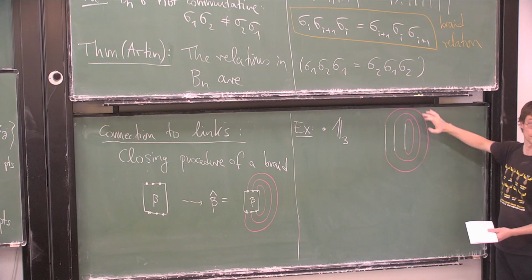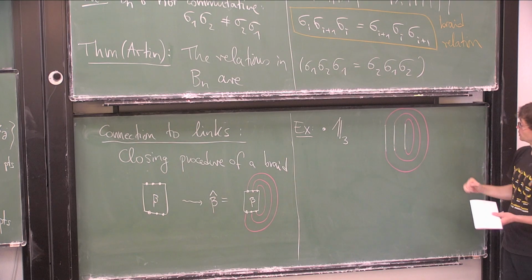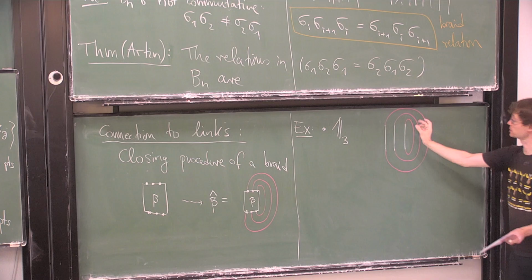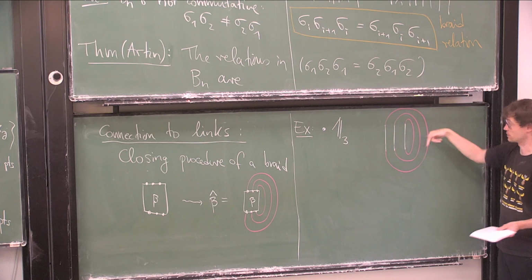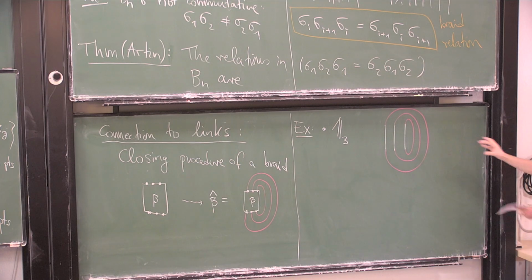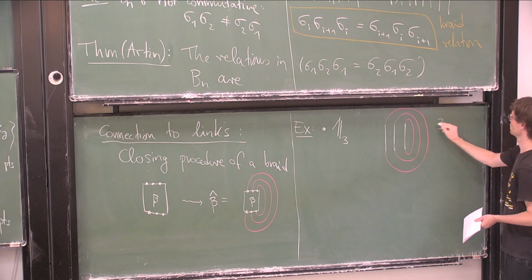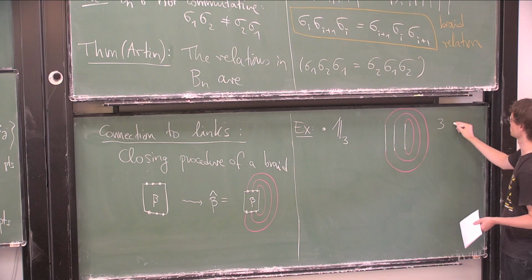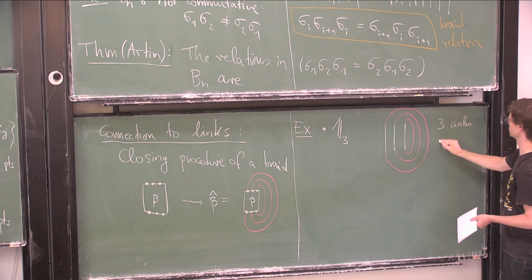We get 3 circles, where each circle is not itself knotted. It's really just a circle. And the 3 circles themselves are not knotted. It's just three circles. Unknotted.